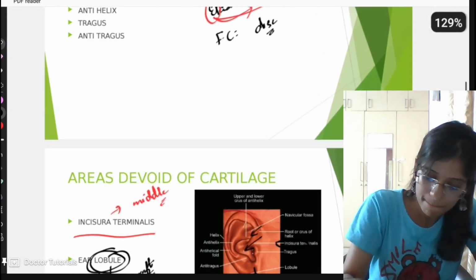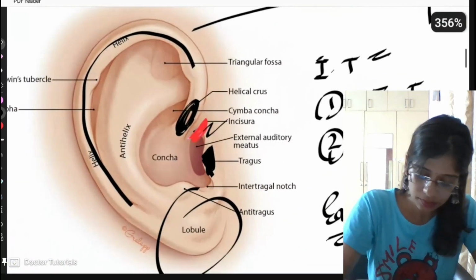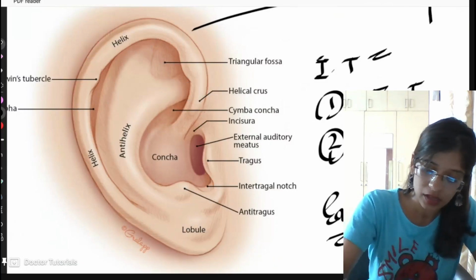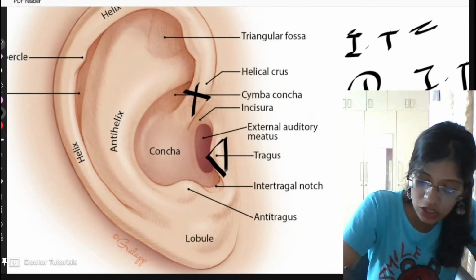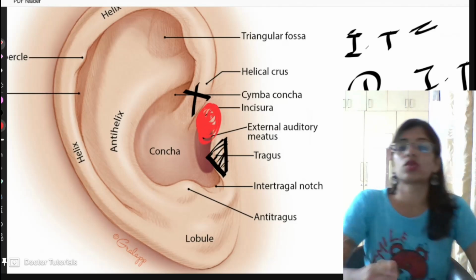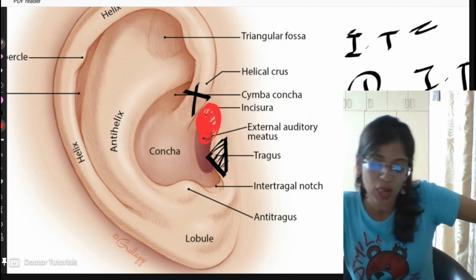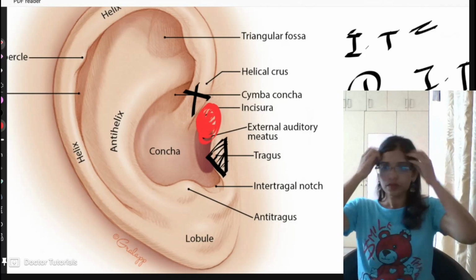Look here. Where is the incisura terminalis located? Very important. This area is called the crux of the helix. This projection here is called the tragus. The area that you see in between, that is the incisura terminalis. Understood, guys? So that's all about today's class.